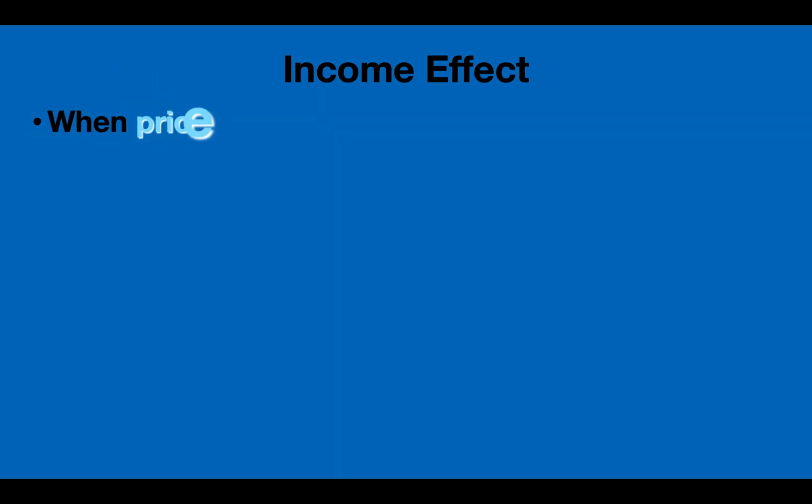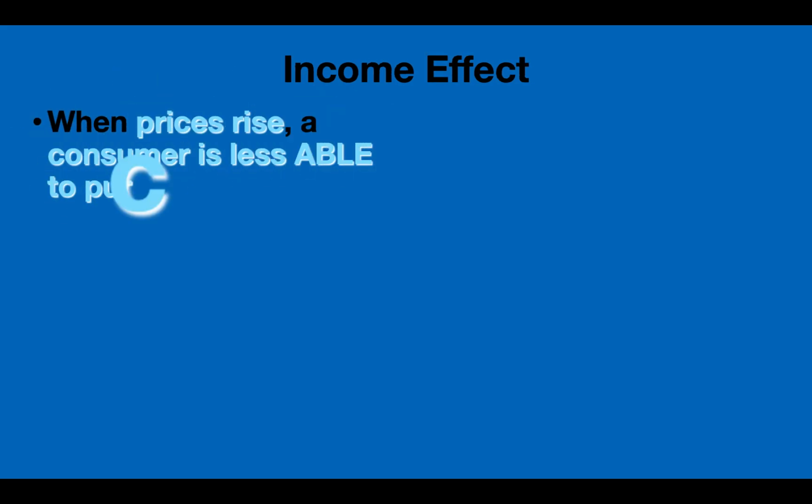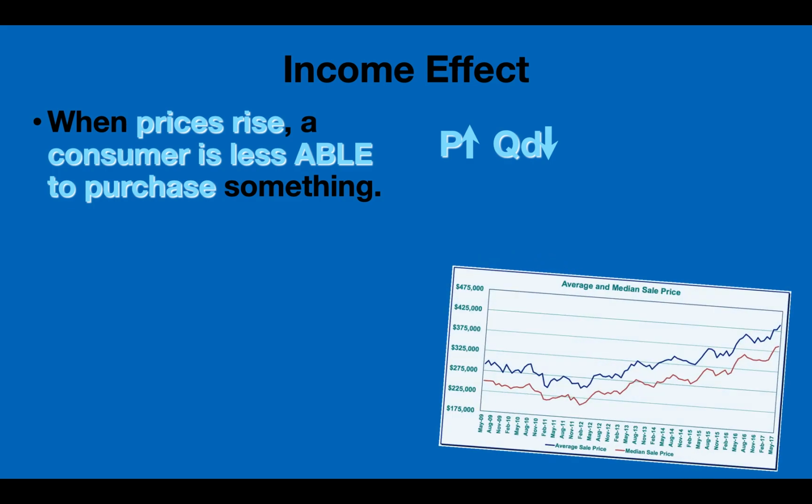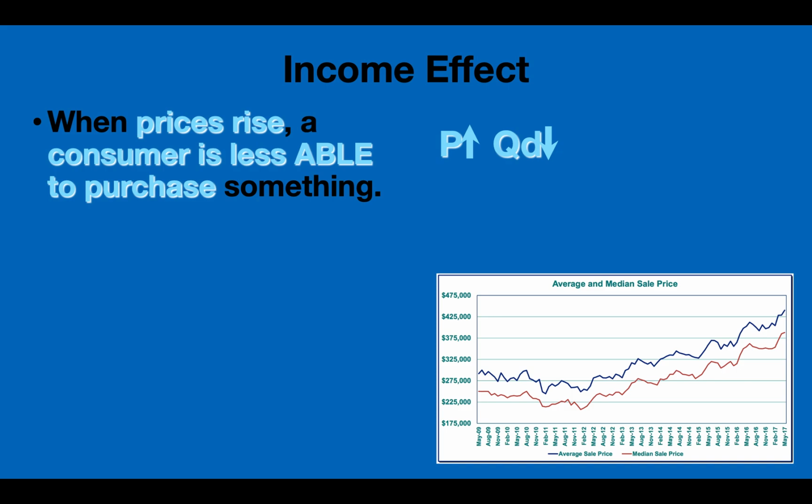The income effect is basically what happens to the amount of money you have when prices go up or down. And when prices rise, you have less money to buy something. So when the price goes up, the quantity demanded is going to go down. An example of that could be average sales of houses. As the price of a house, especially where we live in the Portland area, goes up, your income buys less of a house. It becomes harder to buy a house.